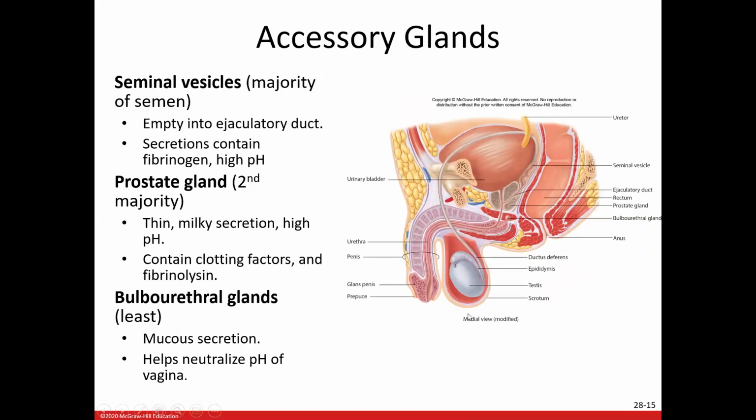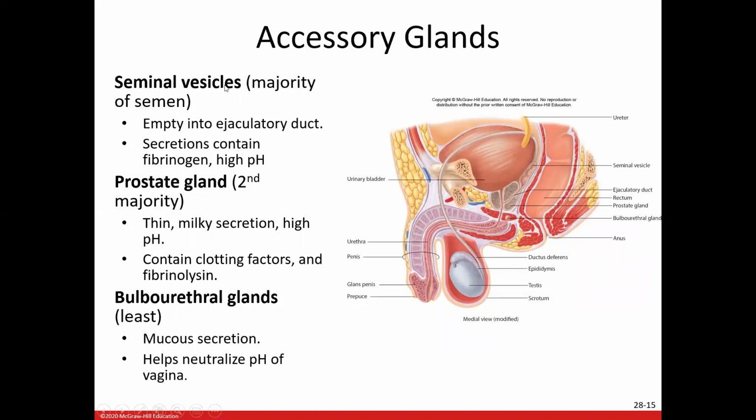So then next we have your accessory glands. When we talked about the digestive system, we learned about the main pathway of food, and then we learned about accessory glands that provide secretions, so things like your pancreas and your liver. Accessory glands are the same idea here. These are secretions that are mixing with the sperm to ultimately form semen.